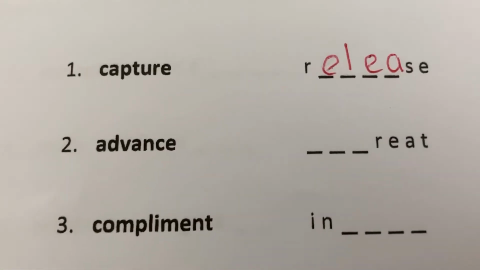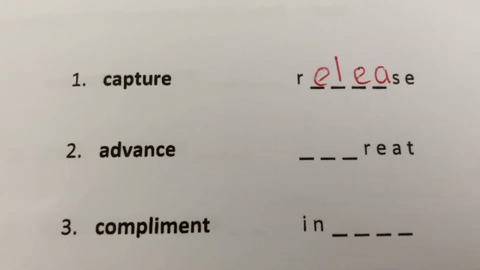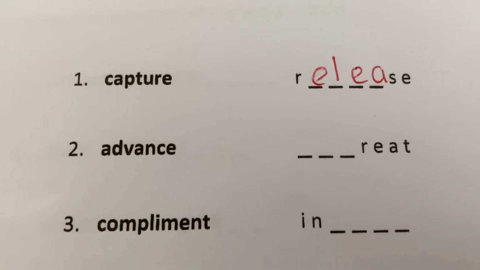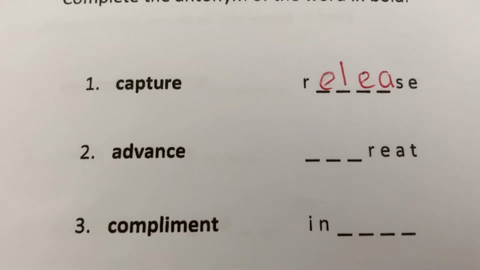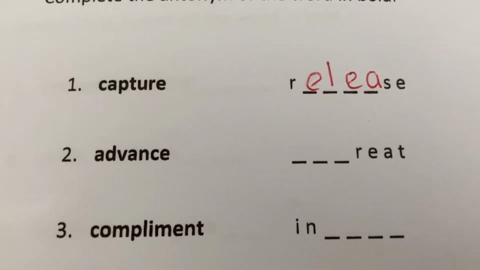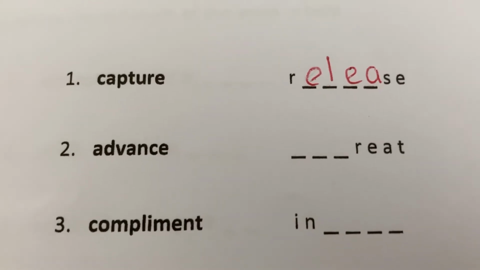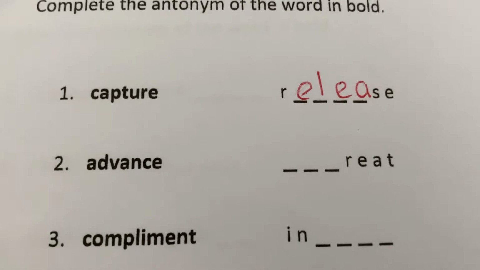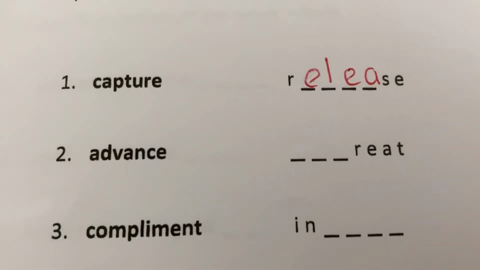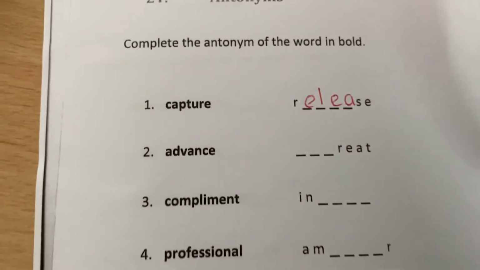Okay, let's have a look at number two. Number two, advance. What does advance mean? Advance means to move forward. Put it into a context. The army advanced towards its enemy. So it means they moved forward. What sort of a word is it? It's a verb. So I might even write that down.